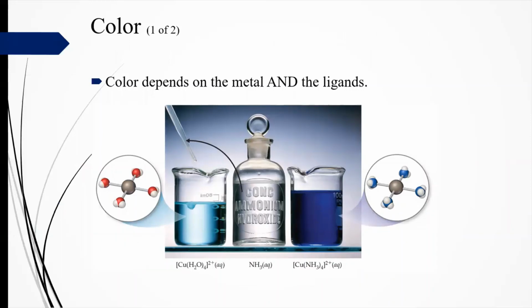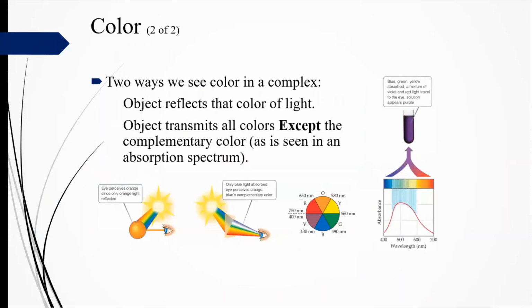And so the thing to remember with color is that the two ways we see color in a complex is that either the object reflects that color or it transmits all the colors except the complementary one. What that means is that when we are looking at it, your eye is either seeing the light that bounces off of it. So when we are shining light on an orange, it's not that the orange produces something, it's that the orange reflects just that orange light.